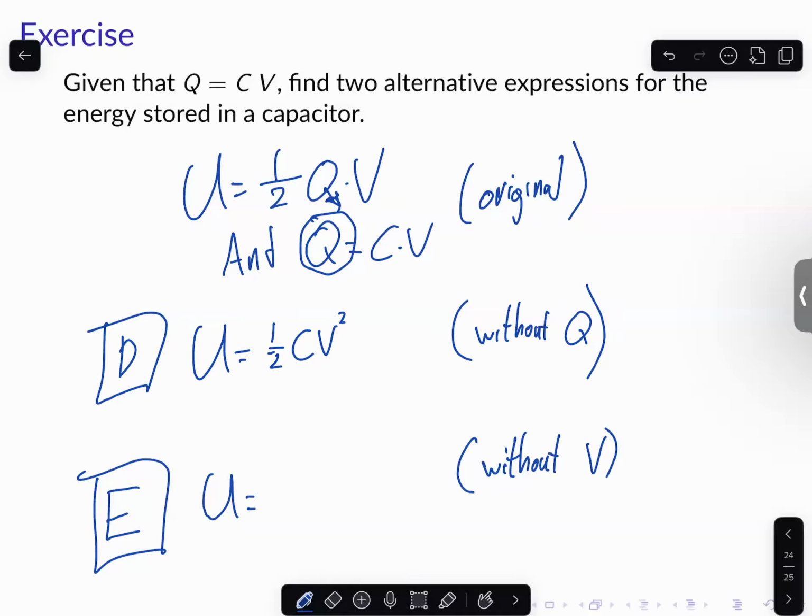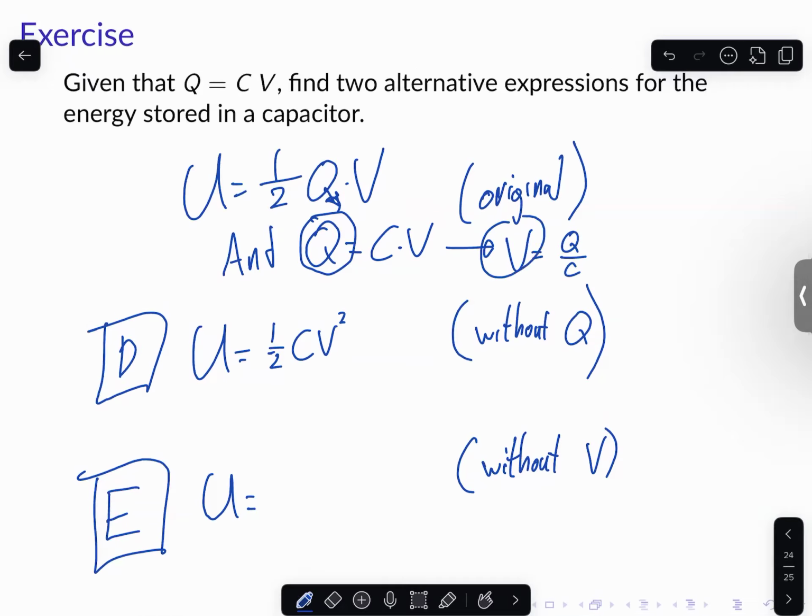Now, many people got that, but then fell down on the second one. If I want to eliminate V, what I do is I solve one equation for V and then shove it into the other one. So if I've got Q equals C times V, how do I solve that for V? I divide both sides by C. As we say in Spanish, sí.